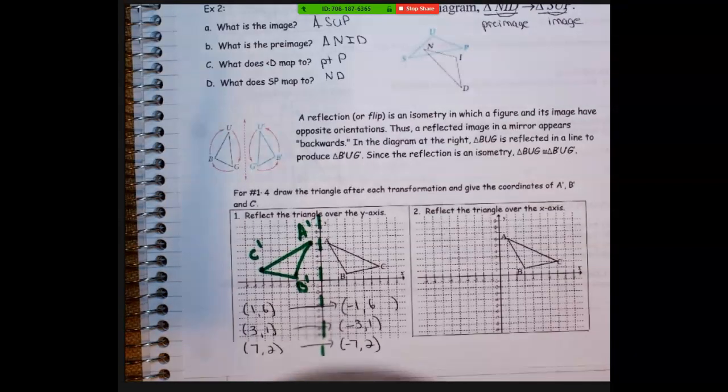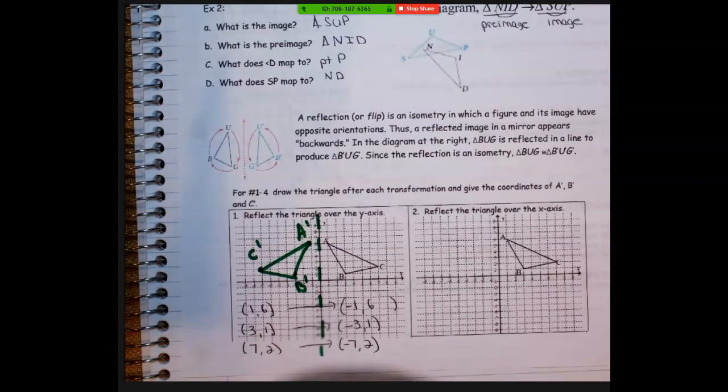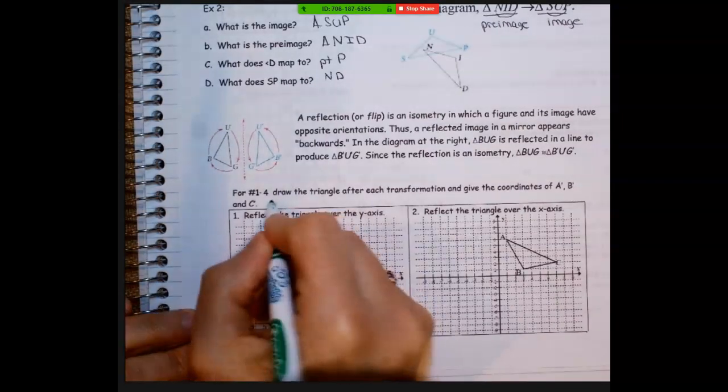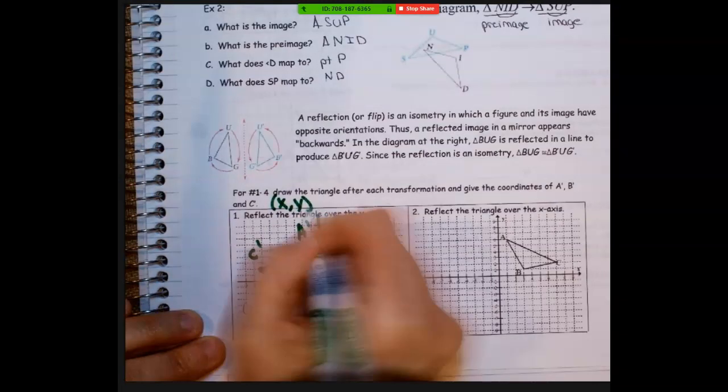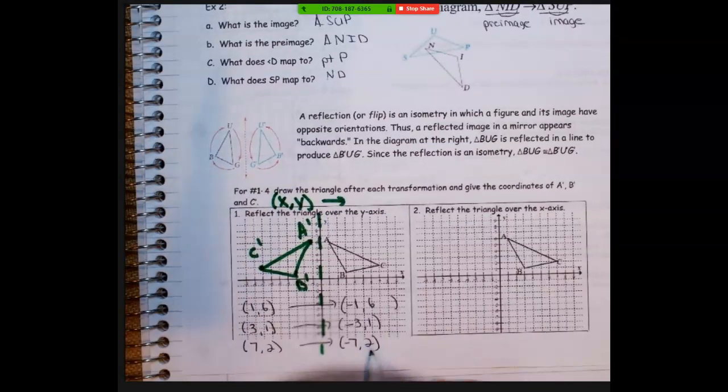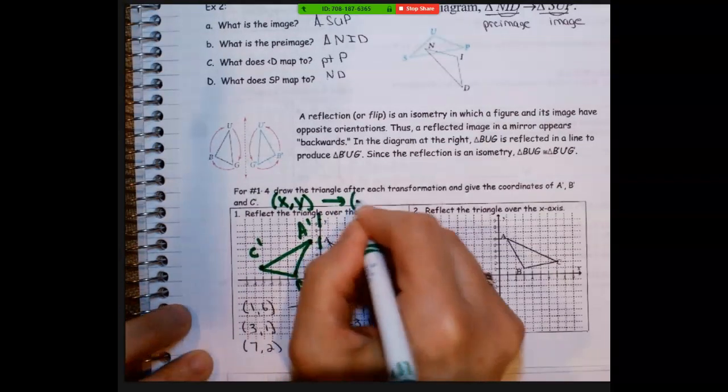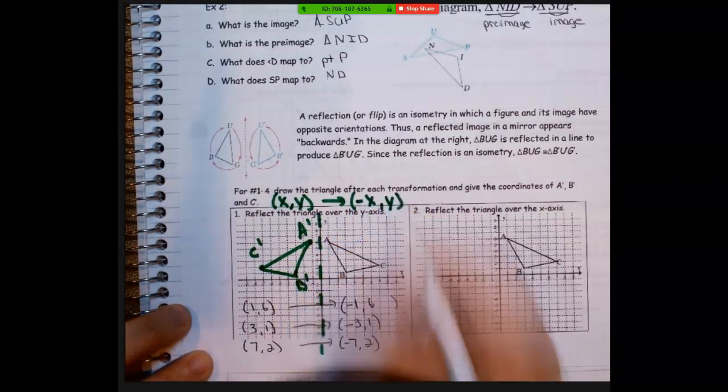So yes, you can do it graphically, or if you notice, there's something that we can see going on, and I'm going to write that in general. Take a look up here. If I have the point X, Y, notice my Y's didn't change, it was my X's that changed. So it would end up being -X, Y.